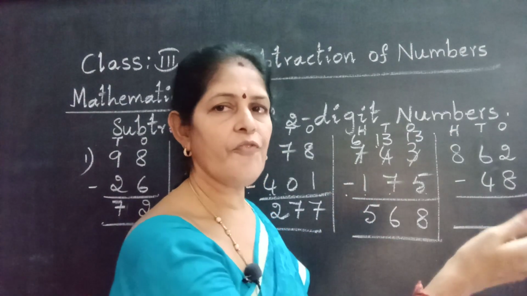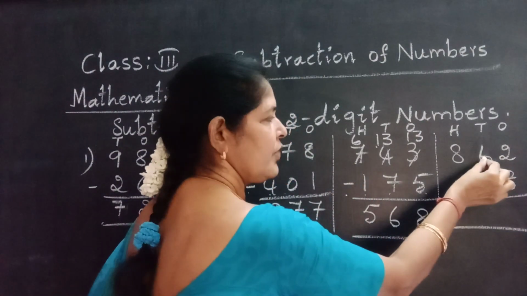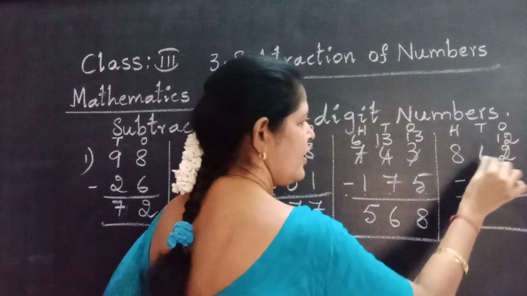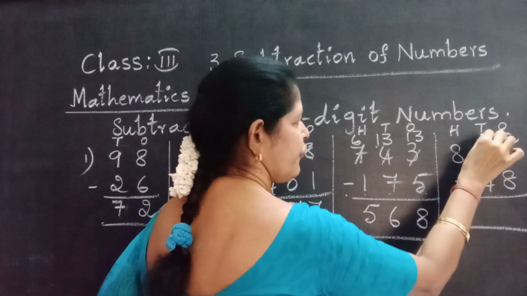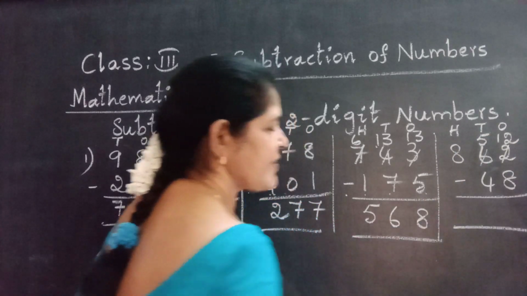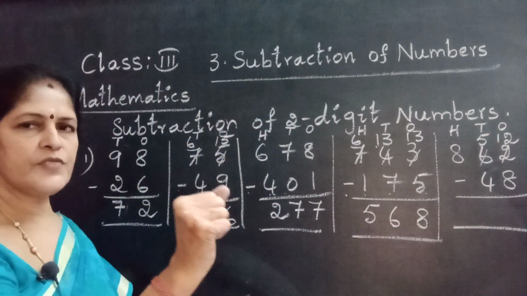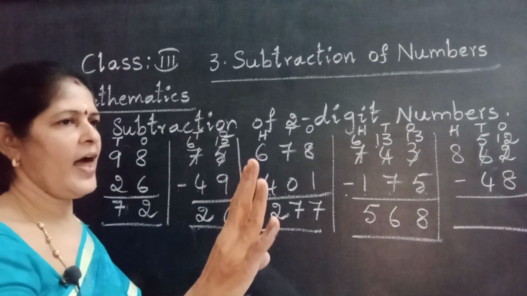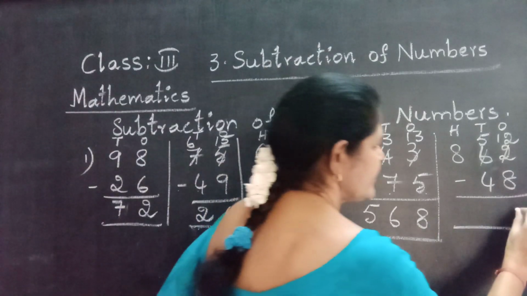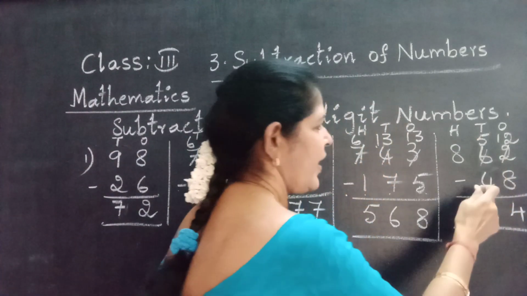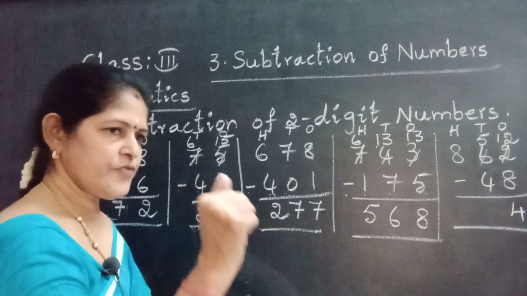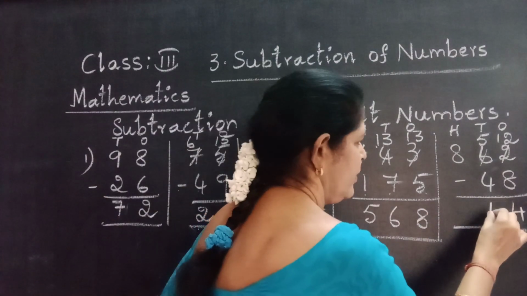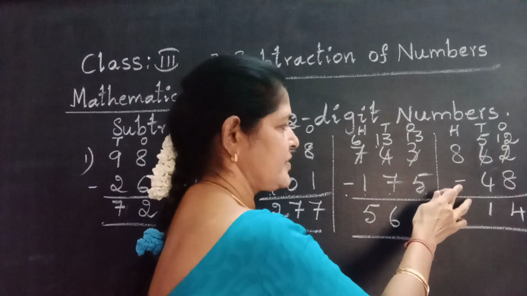Using the concept of borrowing, one number moves from tens to ones. 2 changes into 12. 6 changes into 5. Now 12 minus 8 is possible. Close fingers. 8 after 9, 10, 11, 12, 4. Write in the ones place. Now 5 minus 4. Close fingers. 4 after 5, 1. Now here there is no hundreds place number.